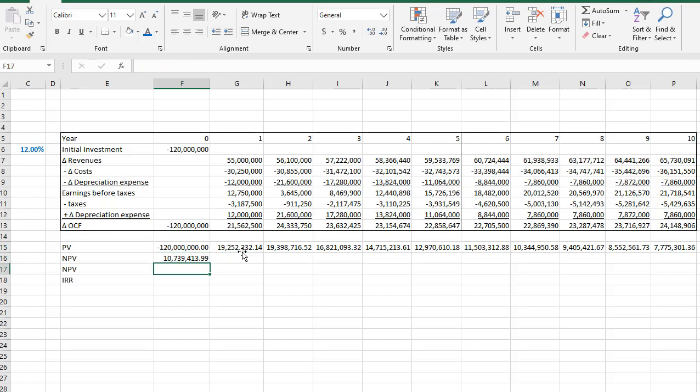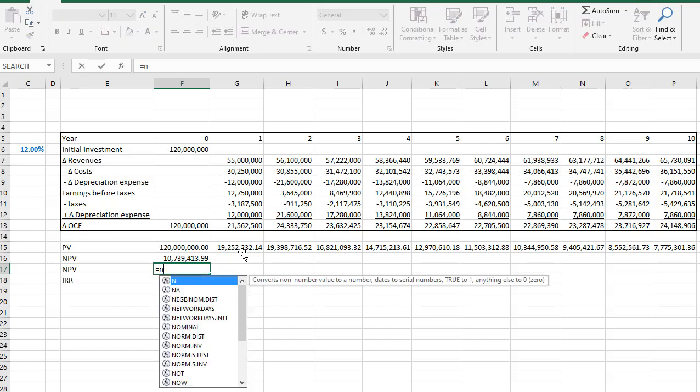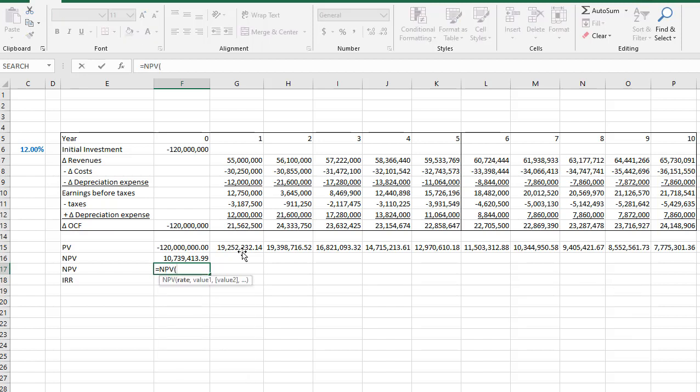So there's also a net present value function, equal NPV, and it says give me the rate. Great, there's the rate, and then give me the values. Here are all the values. That seems fair, and that number is different. Why is that different? Here's why.